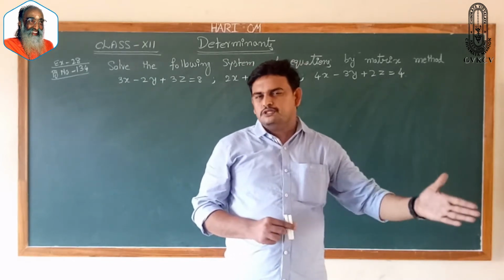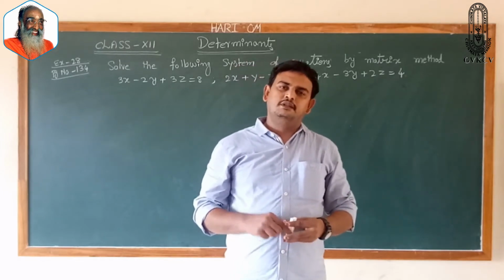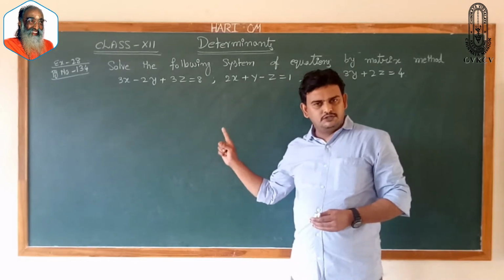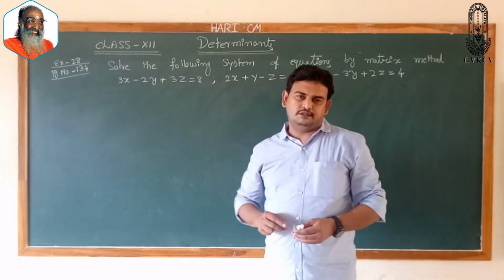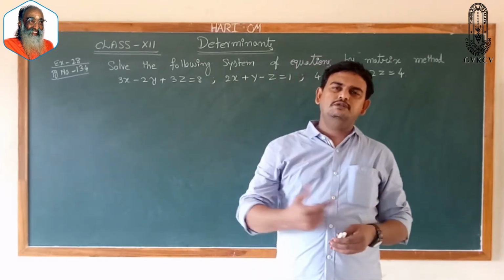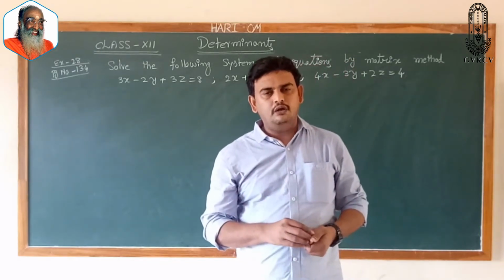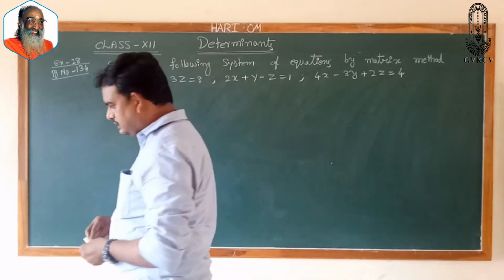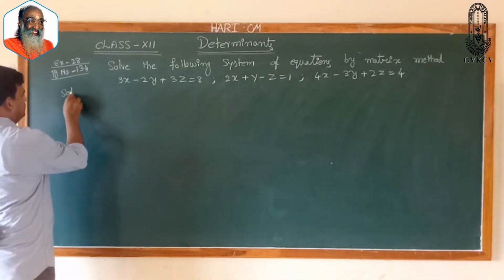Whatever procedure we followed for two variables, the same procedure we are going to follow for three variables also. There is no change in the procedure, only the difference you can find: there we have two variables, here we are having three variables. Now let us see how to solve the system of linear equations when three variables are there.